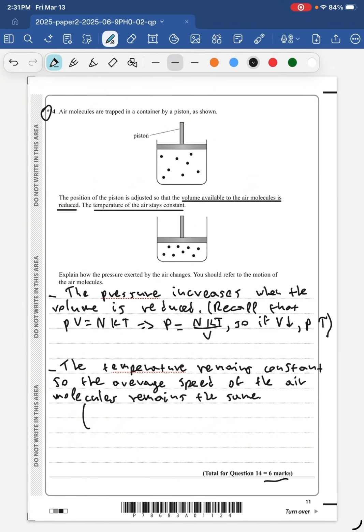Okay, and this goes back to the formula: 1/2 m times the average squared speed is equal to 3/2 kT. So if the temperature is the same, the speed remains the same.